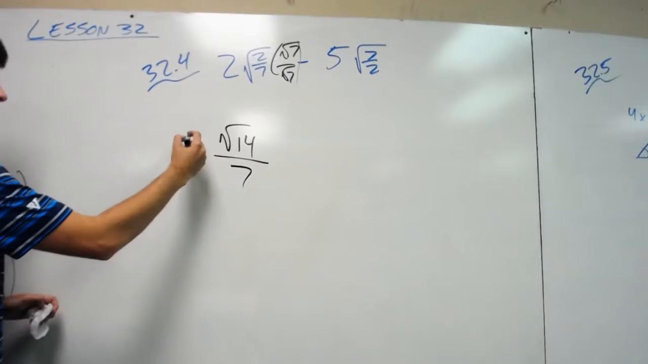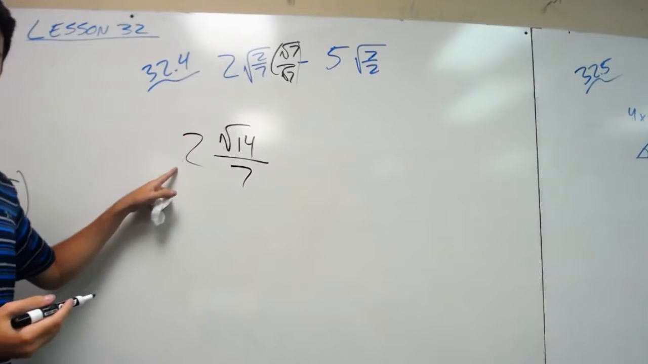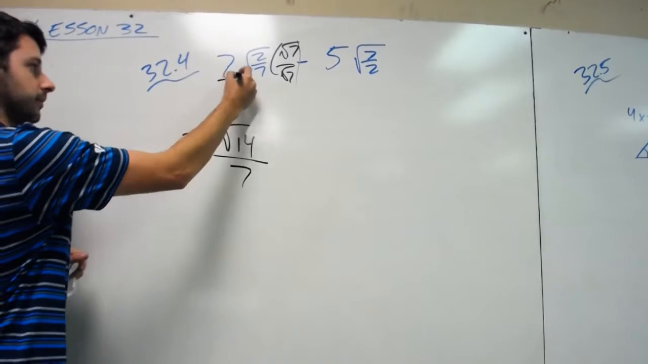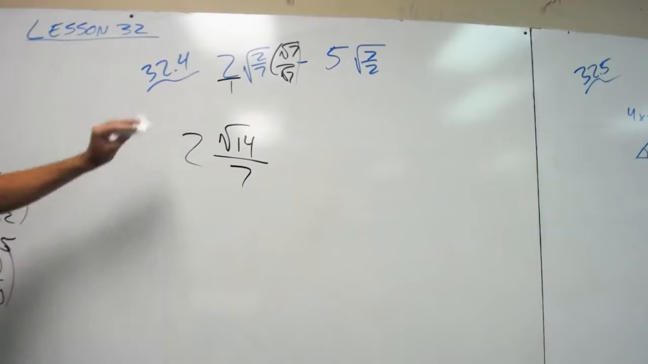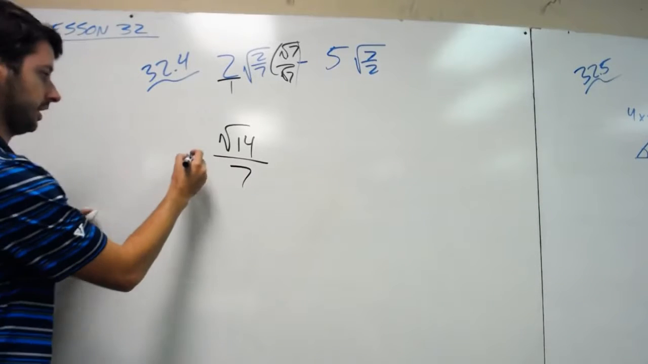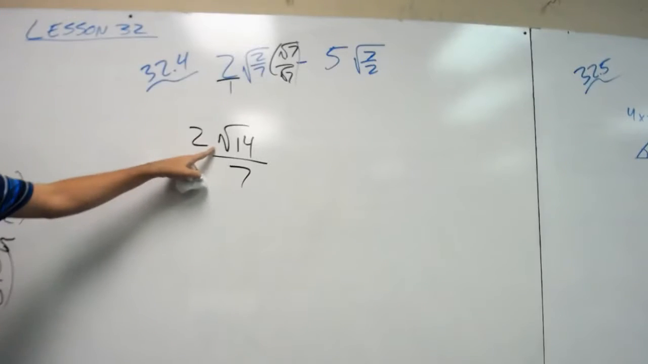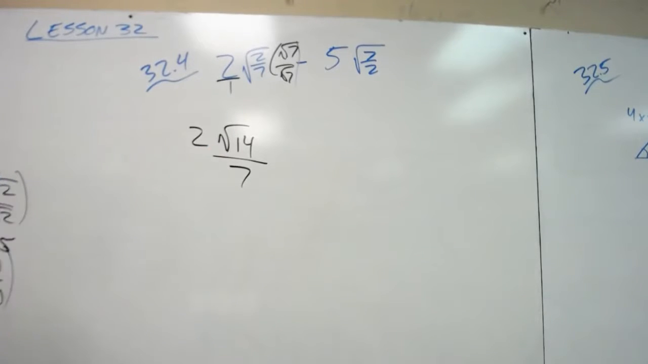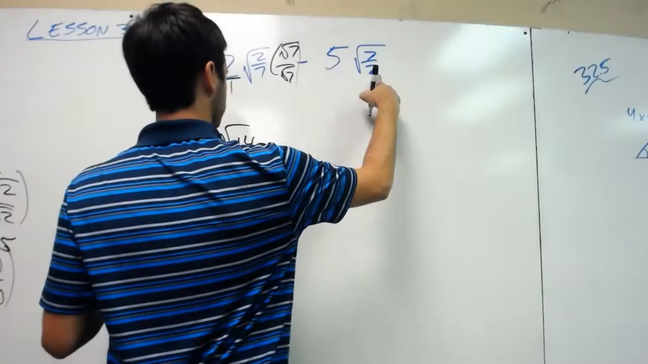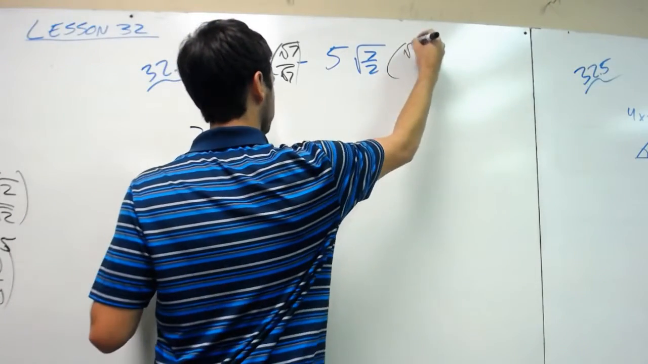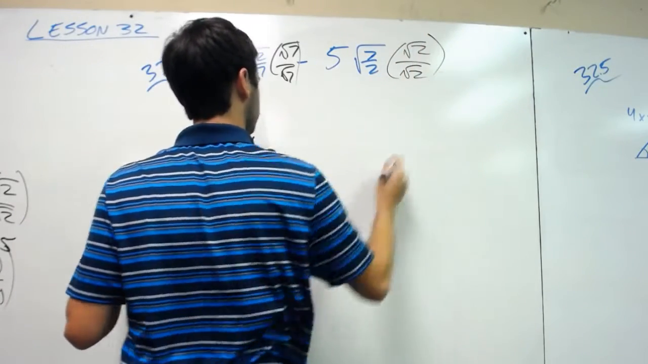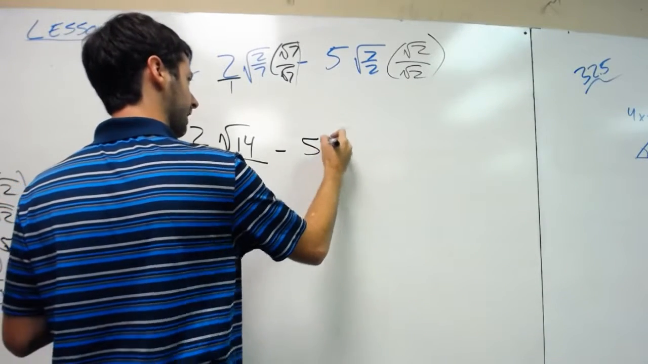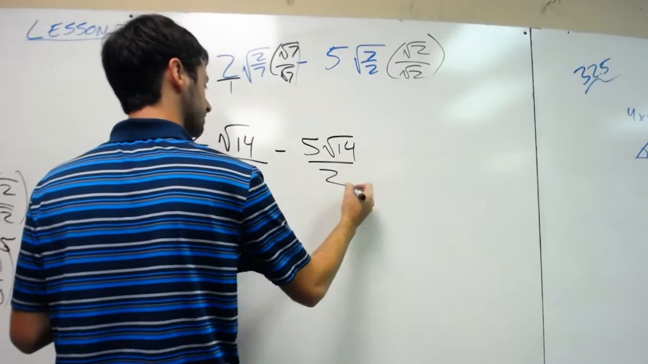Now, if I was writing the 2, if you just write it like that, you could, but remember, 2 is over 1. So it's really on the top part of the fraction. It's in the numerator. Okay? And then over here you have radical 2 in the denominator, multiply by radical 2 over radical 2. And you get negative 5 radical 14 over 2.